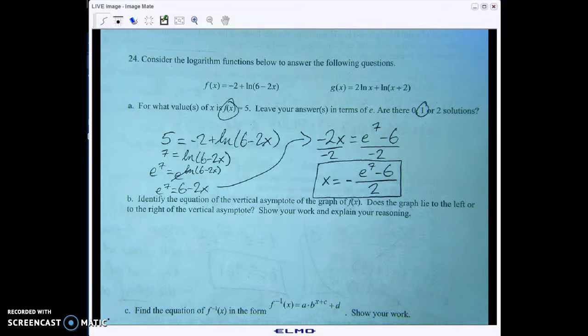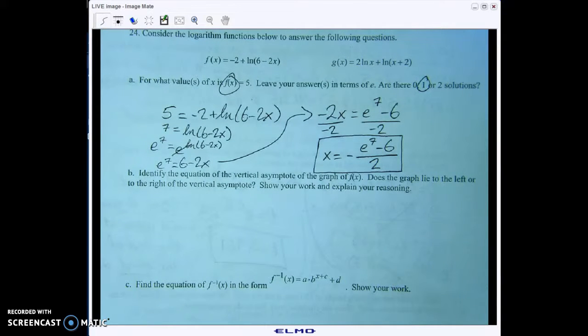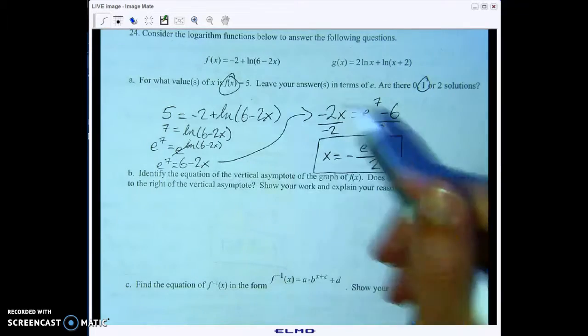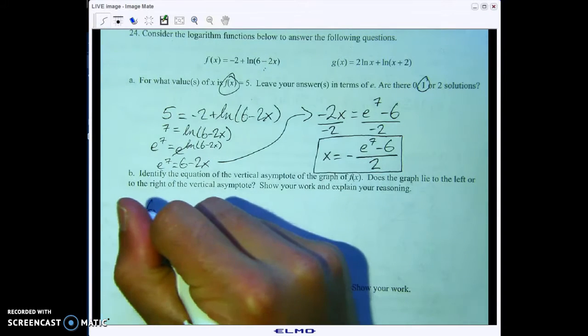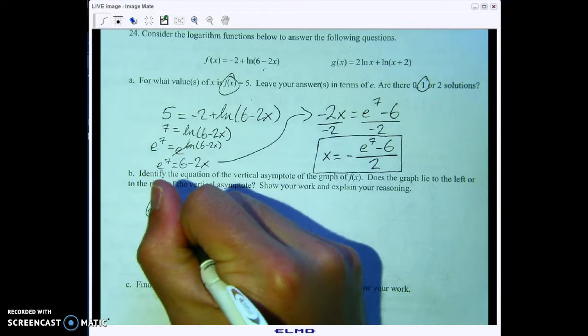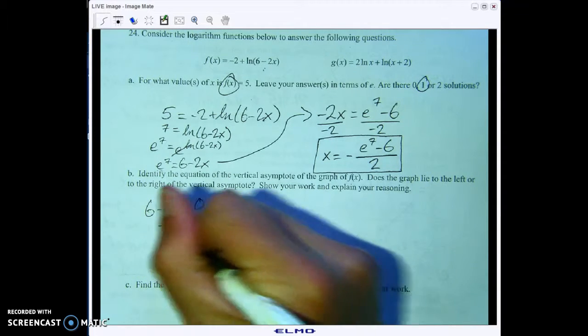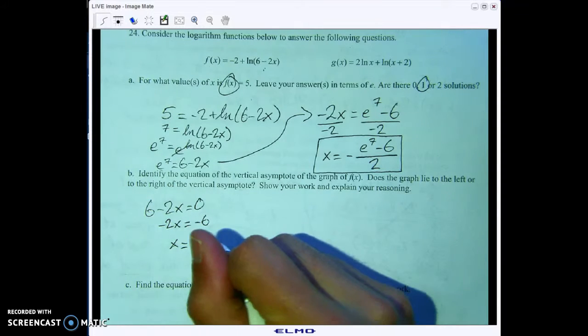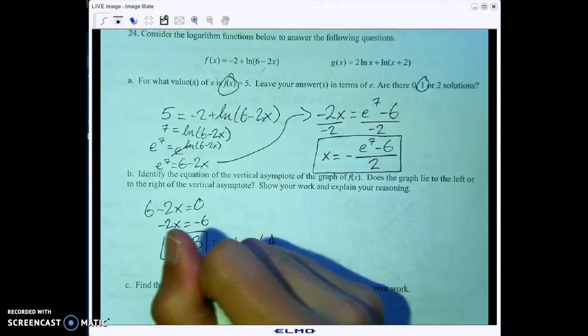Next it says identify the equation of the vertical asymptote of the graph of f of x. Does the graph lie to the left or to the right of the vertical asymptote? Show your work and explain your reasoning. All right. Well, for this next situation, we need to take the argument of the function in f, this 6 minus 2x expression, and set that equal to 0. So if 6 minus 2x equals 0, then that means negative 2x is equal to negative 6, which means that x is equal to positive 3 is going to be the equation of the vertical asymptote. So x equals 3 is the vertical asymptote.